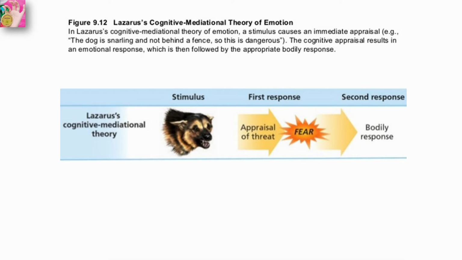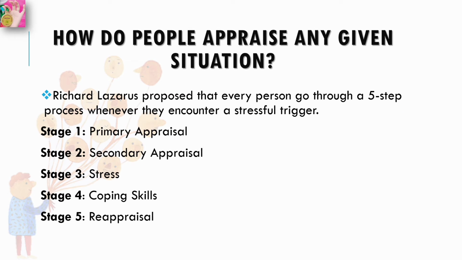Within any type of environment, Richard Lazarus proposed that every person went through a five-step process whenever they encountered a stressful trigger. Although the mind would be reacting through the emotions of that moment, each person would also be using a perception filter in order to create a meaningful appraisal of what is happening and what should be done. You can see right here on the screen the five stages of the cognitive mediational theory and what to expect in each stage.